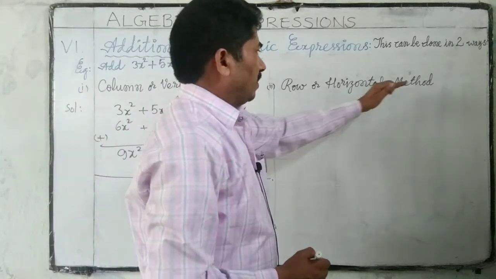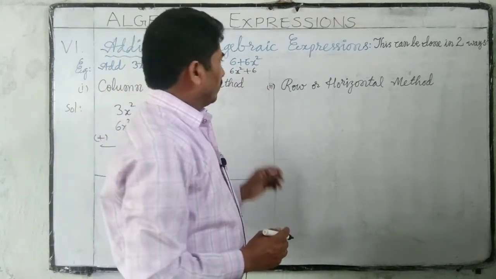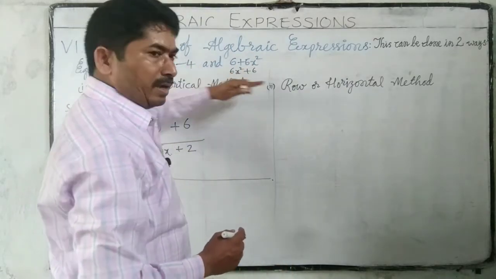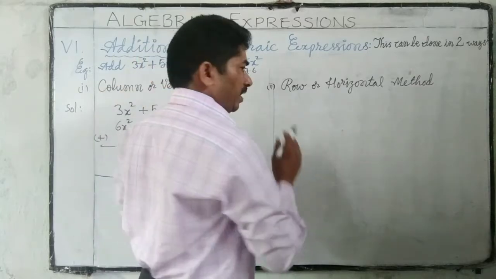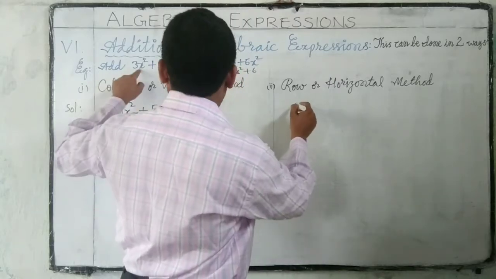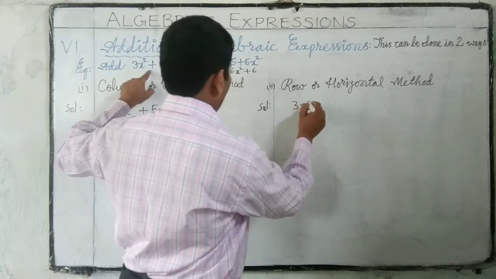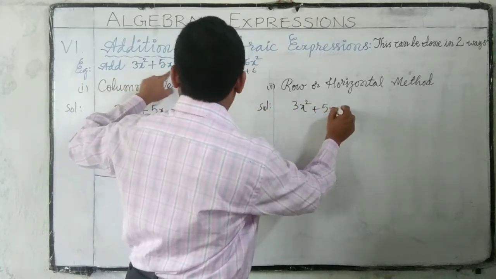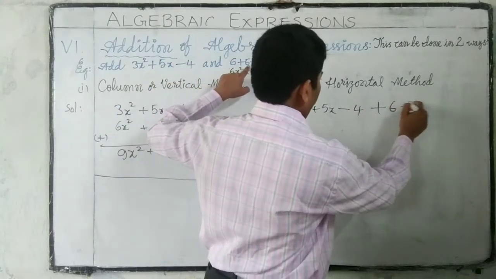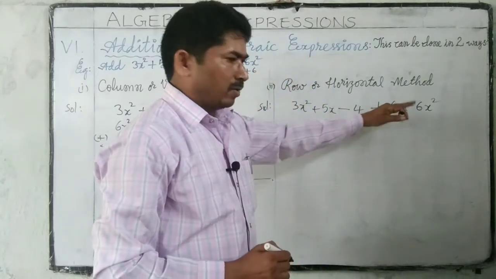Next, row or horizontal method. In this row or horizontal method, we have to write the given expressions in a row. No need of arranging them in standard form. 3x square plus 5x minus 4 plus 6 plus 6x square. So I have written in a row.